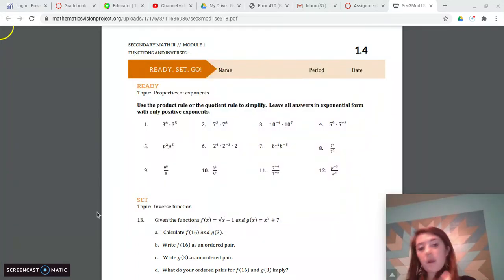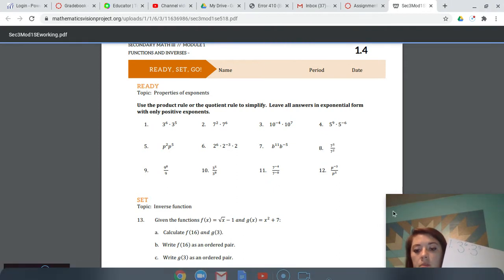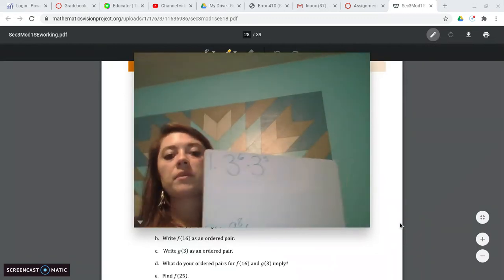Okay, so for this first part, we're looking at using the product rule or the quotient rule to simplify. Leave all answers in exponential form with only positive exponents. Note the only positive exponents is going to be important. Okay, so let me make this bigger. Oops, not that, this. Okay, so the first one I'm doing is number 1.